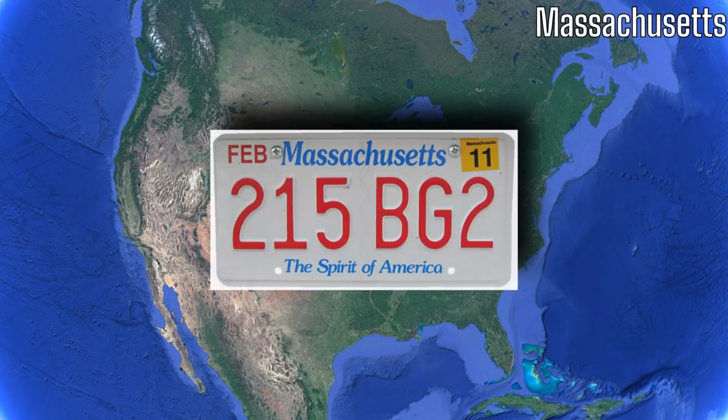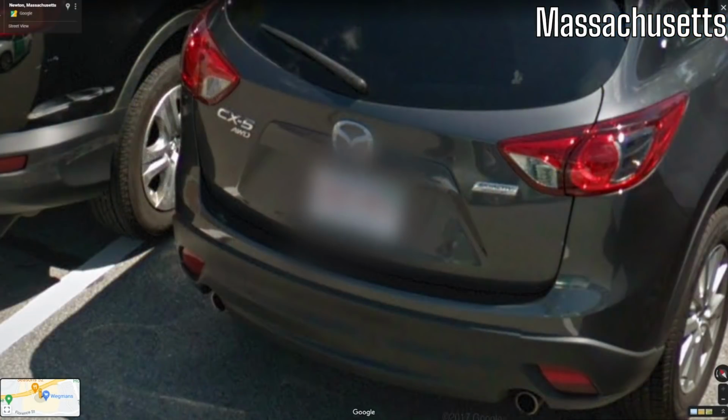Massachusetts has used this simple design since 1993, with red and blue text. This is another slightly tricky one to see when blurred, but the red text is usually visible and it's pretty distinct too.